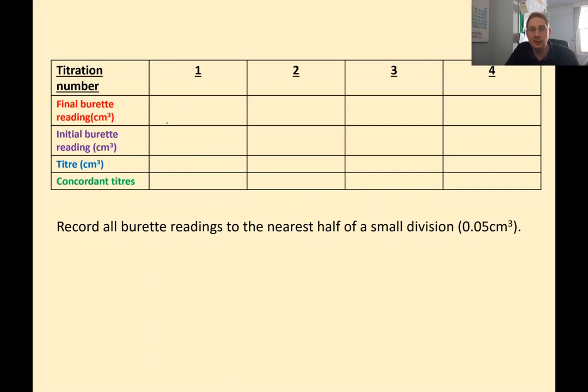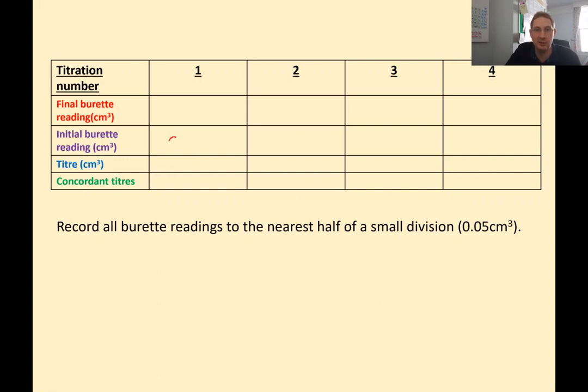Hopefully we hammered into you during the required practical that we really did need to record the titers to 2 decimal places, where the second decimal place is a 0 or a 5, and we'll come back to that idea with error analysis in a bit.